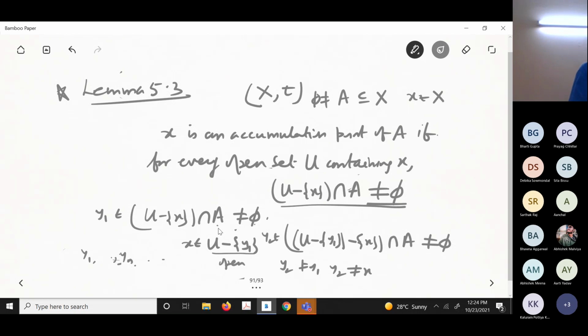Okay. Actually, I have done it, you can also see that x is an accumulation point if and only if there is a sequence of distinct points coming from A converging to x. You could use that also. Okay, you could use that also, but that proof is actually this proof.